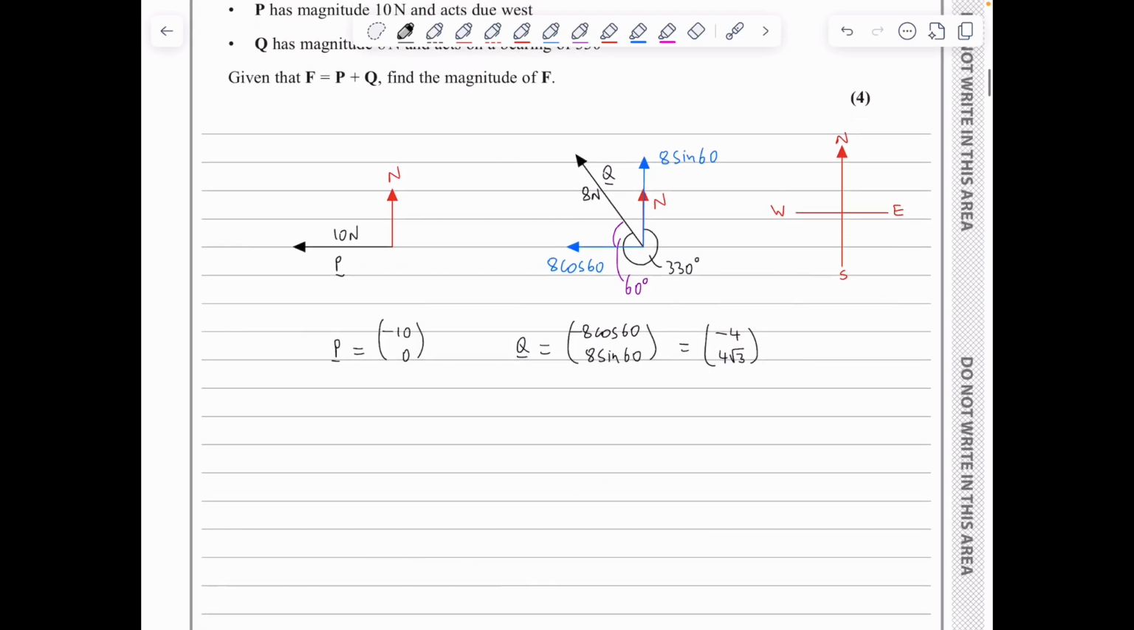I will start by finding the force F, defined to be the sum of P and Q. So we're looking at negative 10, 0 plus the negative 4, 4 root 3. This gives an answer of negative 14, 4 root 3. And then I will proceed in finding the magnitude of F. So the magnitude of F is found through Pythagoras. It's negative 14 squared plus the 4 root 3 raised to the power of 2 and all square rooted. Now if you plug this on the calculator, you get an answer of 2 root 61, which can also be written to 3 SF as 15.6 newtons.